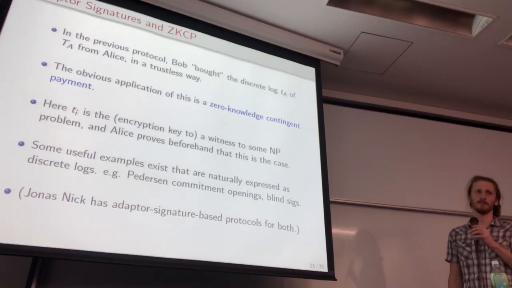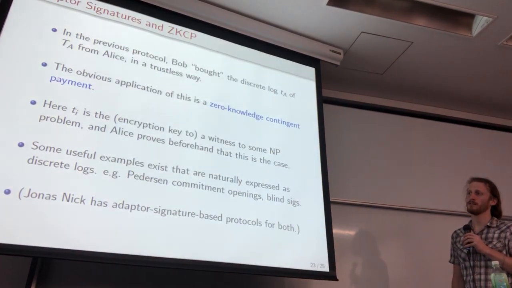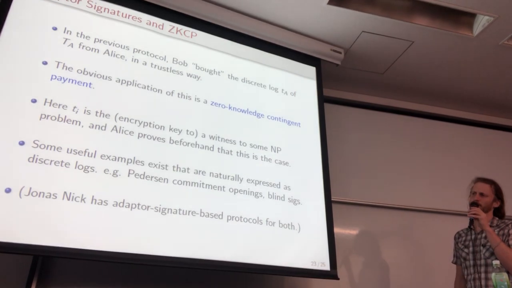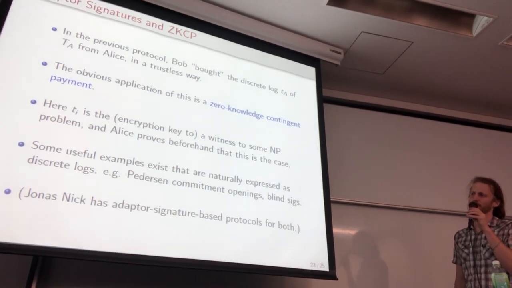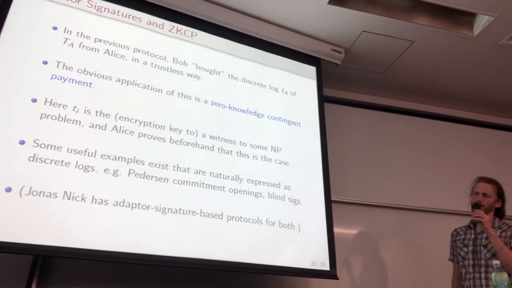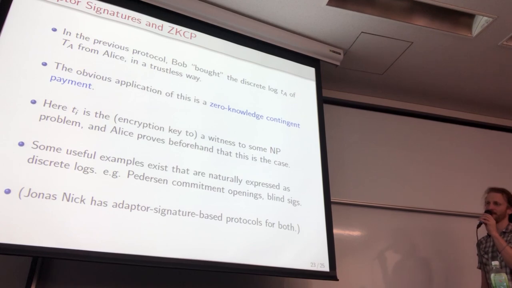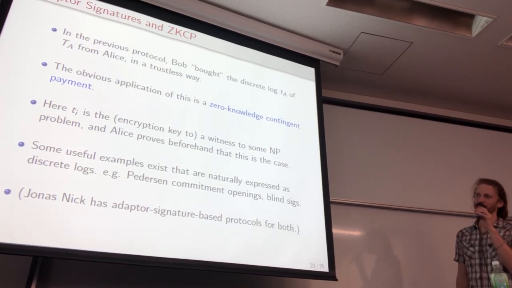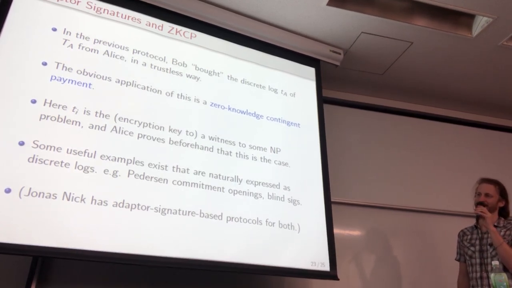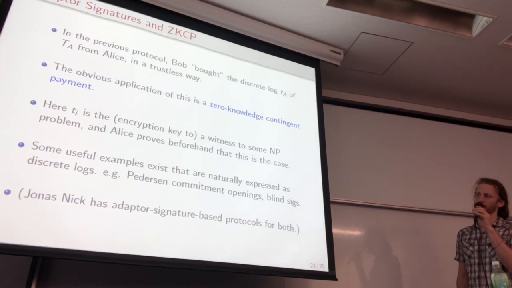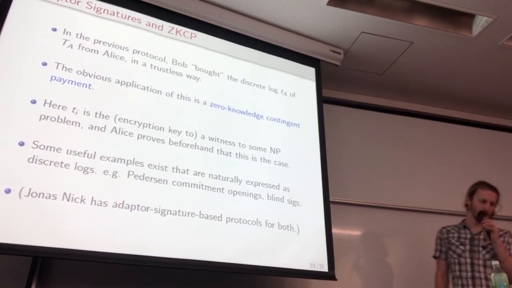Wait, why not? Couldn't you just nest a bunch of ZK proofs together? Well, you could. Adapter plus ZK and around that. Yeah, so the question is, can't you just keep nesting encryption with your own knowledge proofs? And you can, but then you've just got one big adapter. Sure, but you could do it. It's just maybe it's not ideal.